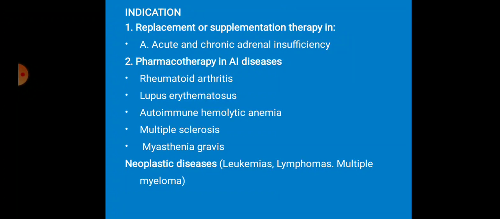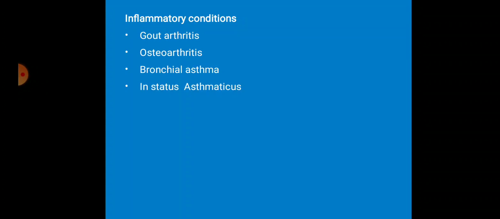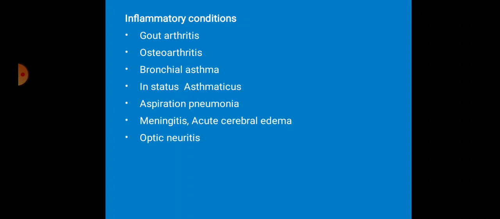Next, third use, neoplastic disease. The numbering is missing. Third use is in neoplastic disease like leukemia, lymphoma, multiple myeloma, because they show a lympholytic effect. Fourth use, inflammatory conditions. The number is again missing, kindly note down. Fourth use, inflammatory conditions like gouty arthritis, osteoarthritis, bronchial asthma, status asthmaticus, where hydrocortisone IV administration is mandated. Aspiration pneumonia, again hydrocortisone is the drug of choice. Meningitis or acute cerebral edema. Optic neuritis. Because of their powerful anti-inflammatory action, they are useful in all these conditions.